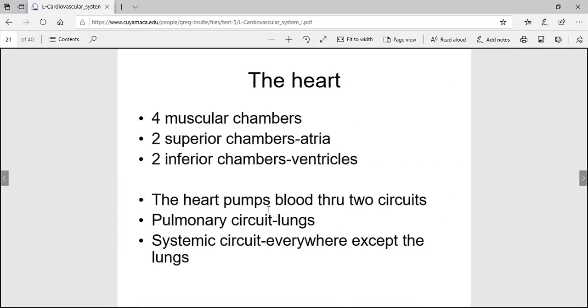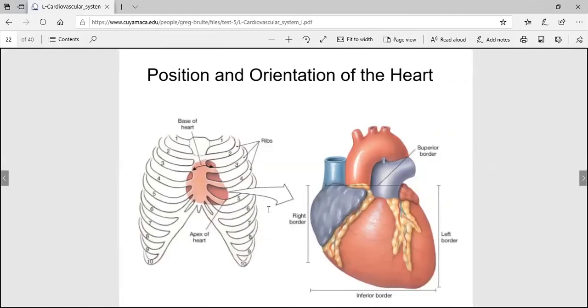So the heart, let's just do the pieces and parts. You got atria on the top, ventricles on the bottom. A pulmonary circuit is just where it's pumping from the heart to the lungs and back. And the systemic circuit is where it's going from the heart to the body and back.